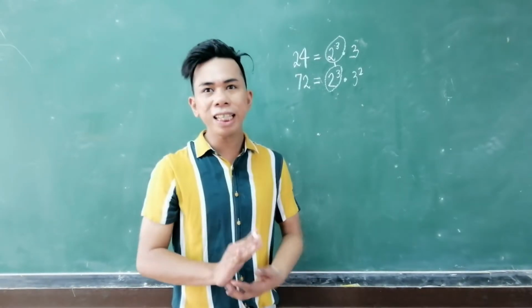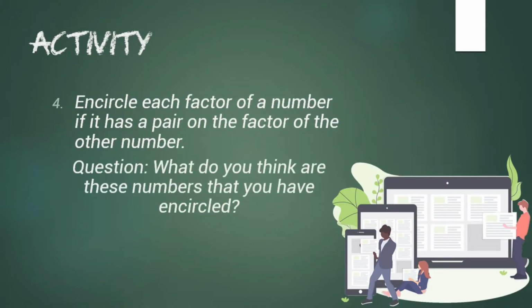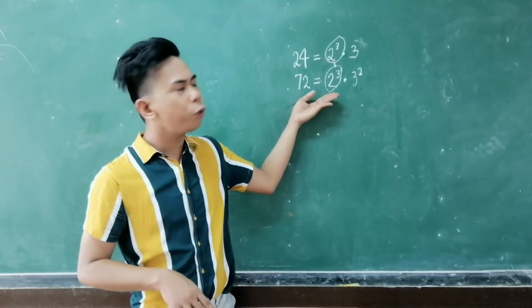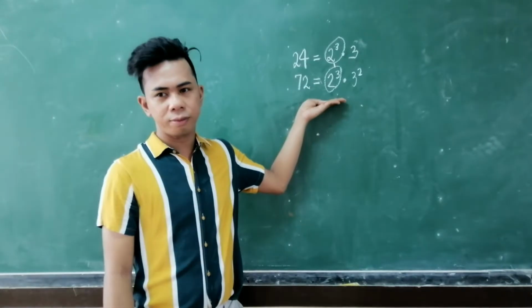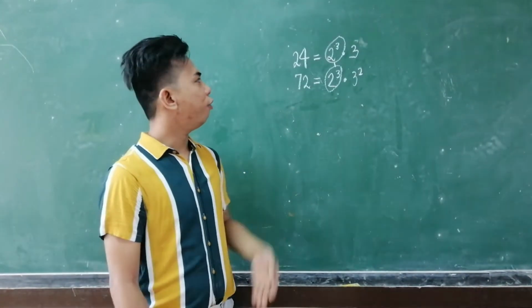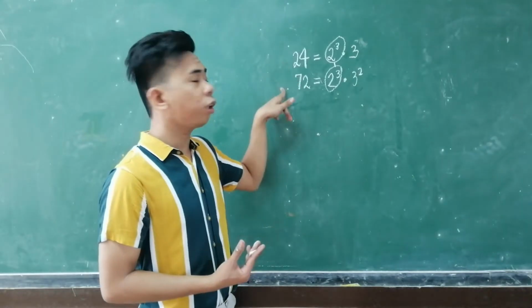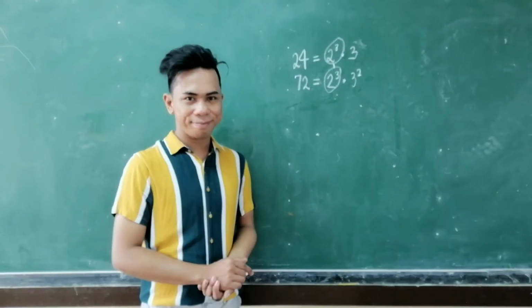Before we proceed to step number 5, I have a question. What do you think are these numbers that you have encircled? You just encircled the same number, right? So what can you say about these numbers? Same. Very good. They are the same, and they are common in both numbers. So we call that common factors.